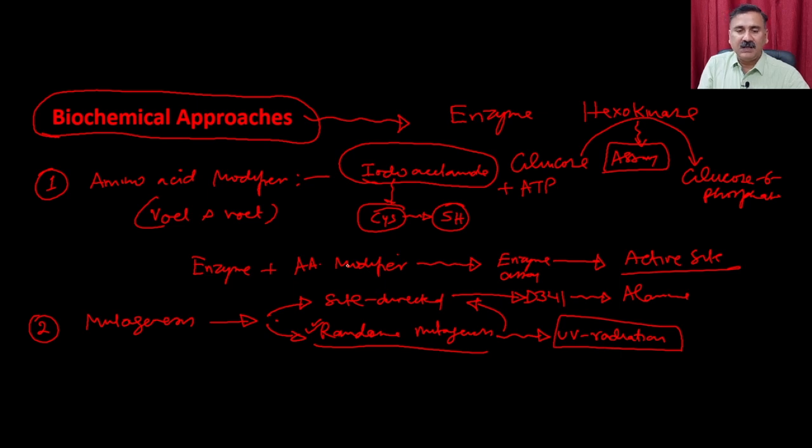So random mutations are the same as amino acid modifiers. And with site-directed mutagenesis, you know pinpointedly that there is an aspartate, aspartate 341, which may be involved, so you modify it, and then you check the enzyme assay to see whether it is working or not, right? So these are the two biochemical approaches one can use, and you can answer the question of where the active site is, and know the key residues involved in the catalysis, and that's how you can know the active site.